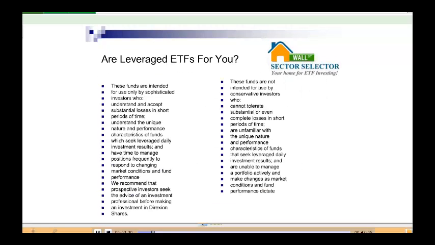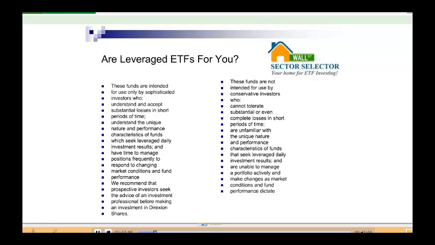So are leverage ETFs for you? You've got to look at these and answer all these questions. They're only intended for sophisticated investors like you are. You have to be able to accept substantial losses over a short period of time. You have to understand their performance and the unique nature of how they work. You have to manage those positions frequently. Sounds like what everybody here wants to do. So they're really ideally suited for what we're talking about here.